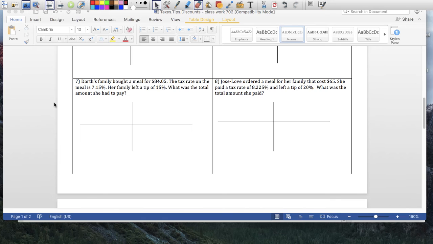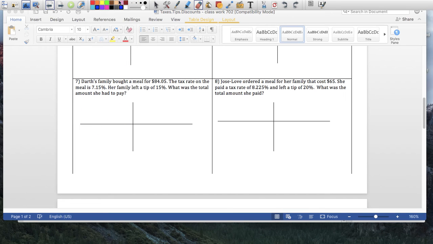The tax. Okay, so 7 is a little bit different. So there is a tax and a tip. Let's see if you guys remember. Your total comes out to $84.05. You have to pay tax, but this one you're going to have to do separately.